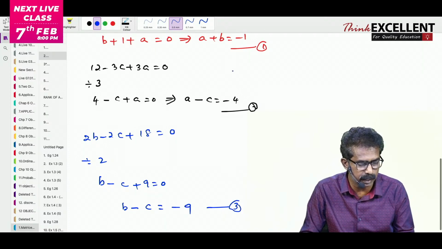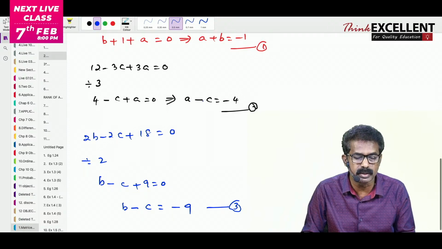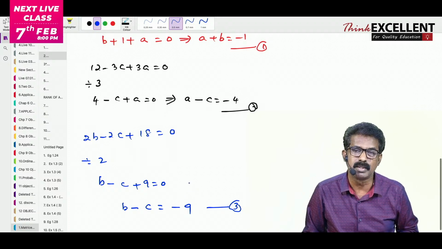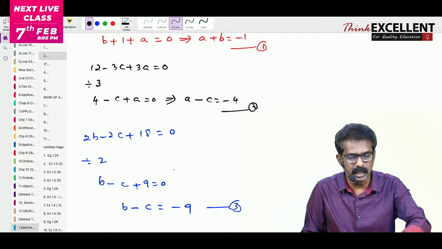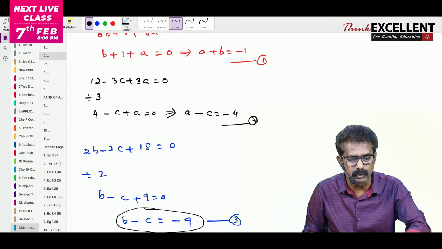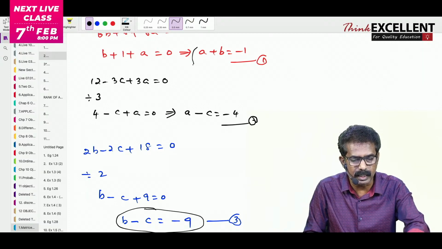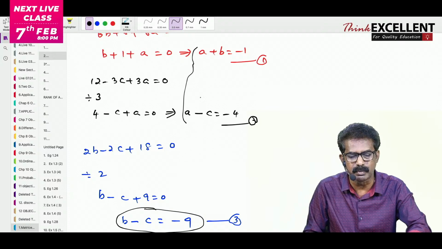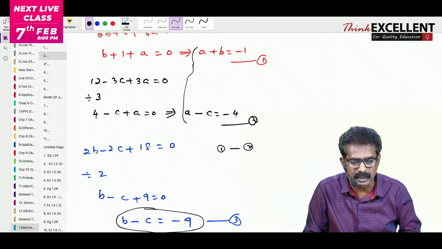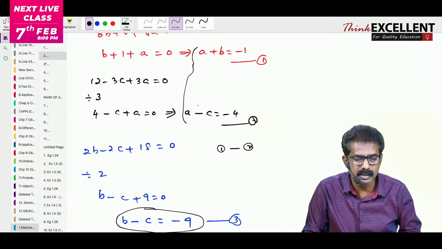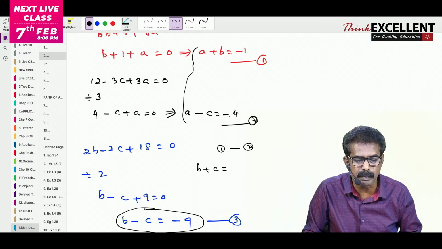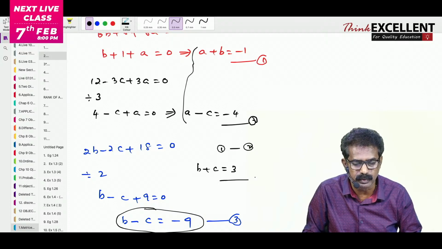So the first equation is a plus b equal to minus 1. Second equation, a minus c equal to minus 4. Third one, b minus c equal to minus 9. How to solve 3 simultaneous equations? You would have studied in 10th standard, right? We have to eliminate some letter. In the third equation we have b and c. Let it remain as it is. In these two, a is eliminated, so eliminate a from here. I'm doing equation 1 minus 2. Equation 1 minus 2, a minus a cancels. b plus c equal to minus 1 plus 4. Minus 1 plus 4 is what? 3. You will get an equation like this.